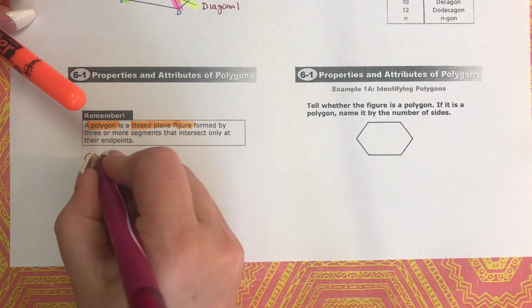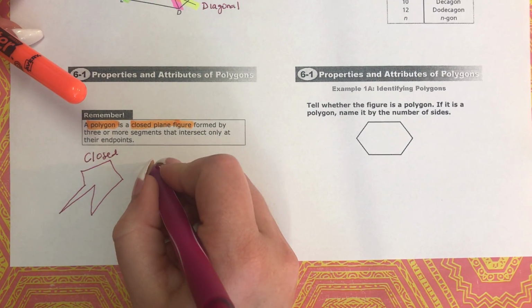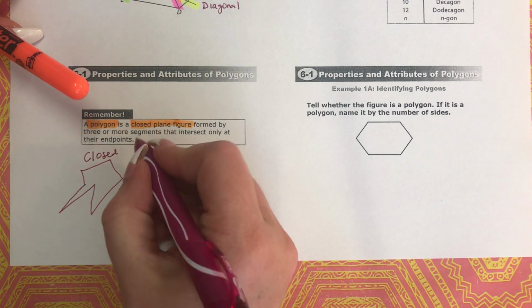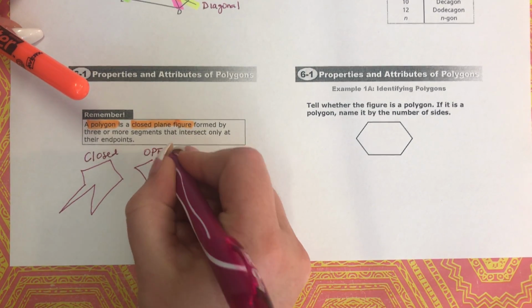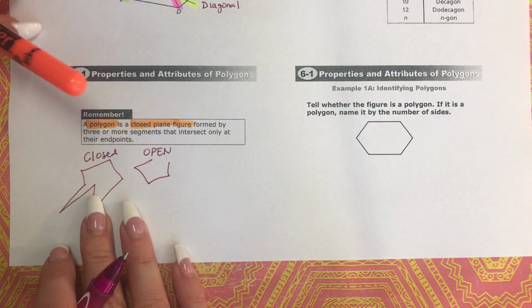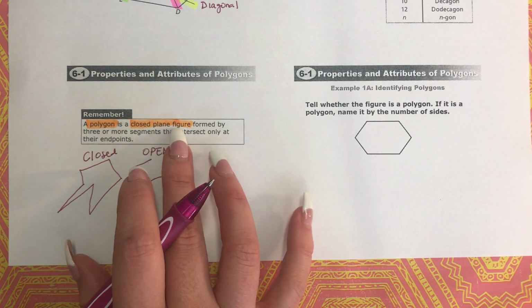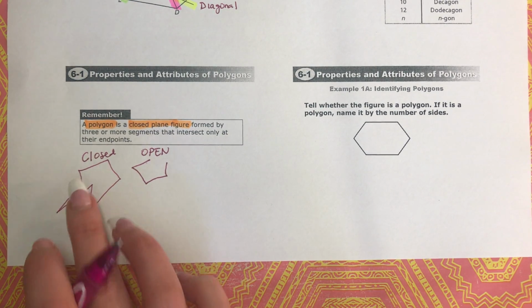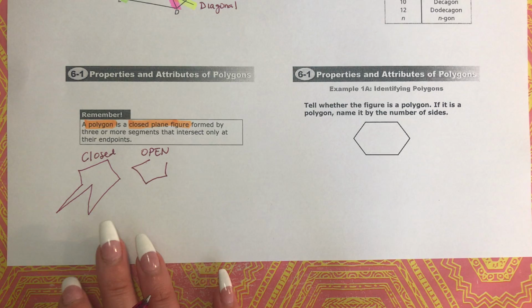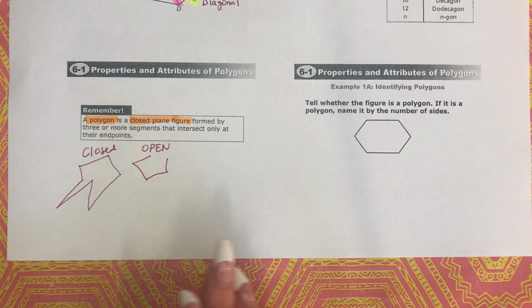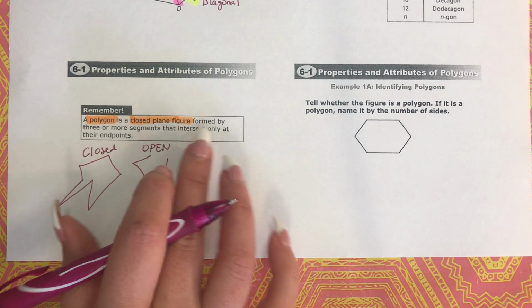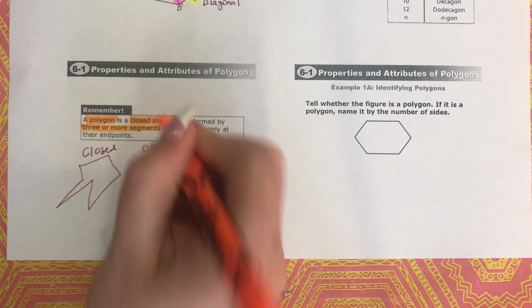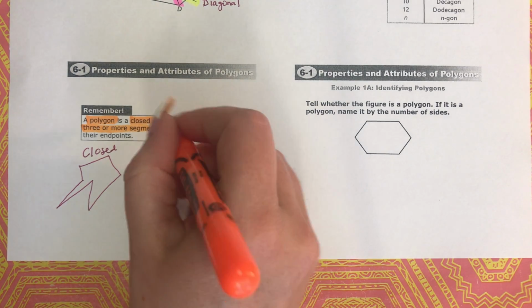This is closed. This would be open. Okay, so this is not a polygon. This would be a polygon. A polygon is a closed plane figure formed by three or more segments. So we have 1, 2, 3, 4, 5, 6, 7. That's more than three or more, so this would be considered a polygon. So a polygon is a closed plane figure formed by three or more segments that intersect only at their endpoints.